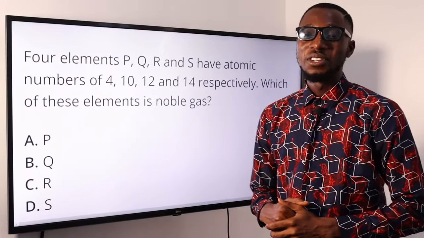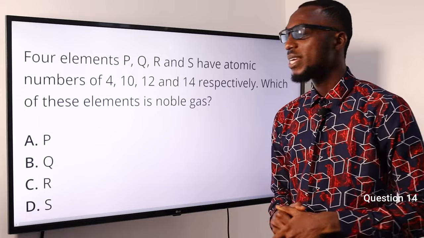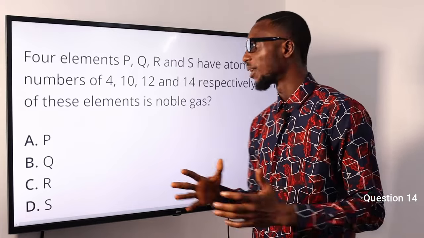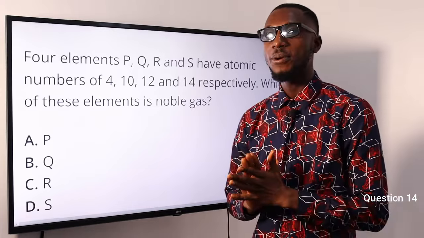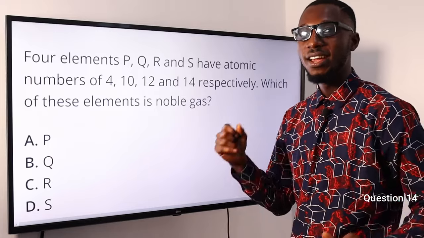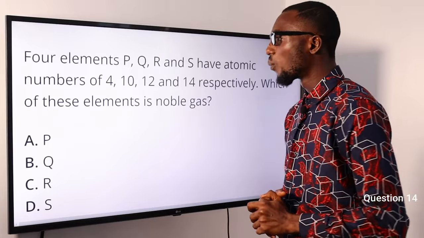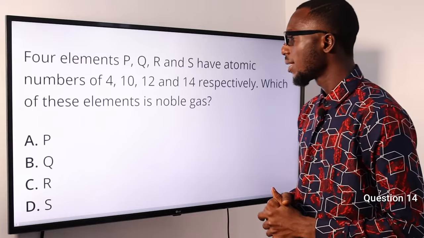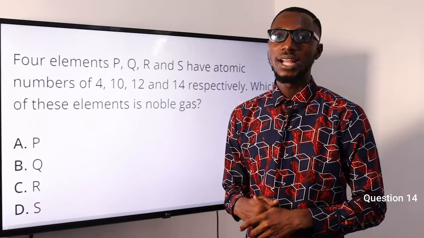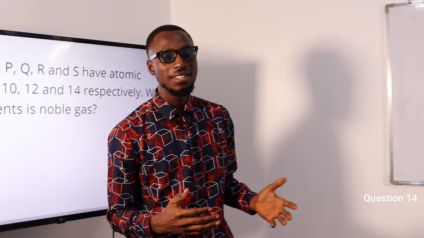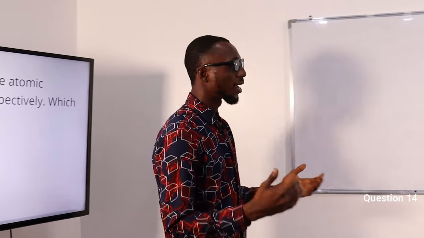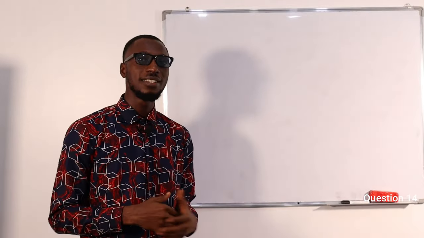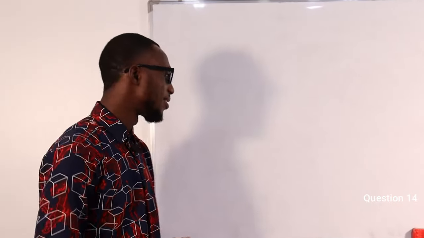So we're solving question 14. Four elements P, Q, R, and S, okay, they have atomic numbers of 4, 10, 12, and 14 respectively. Which of these elements is a noble gas? So when you talk about noble gases, they are non-reactive or they have low reactivity. Okay, so you can also refer to them as rare gases or inert gases. Okay, so let's first identify these elements using the atomic number.